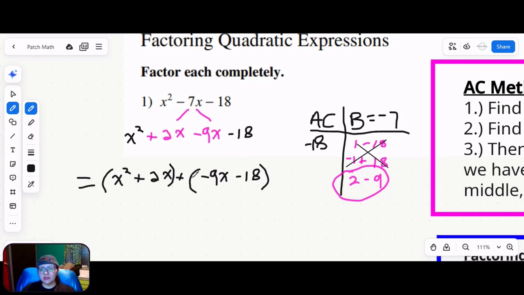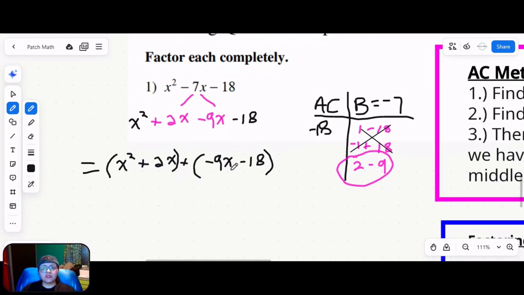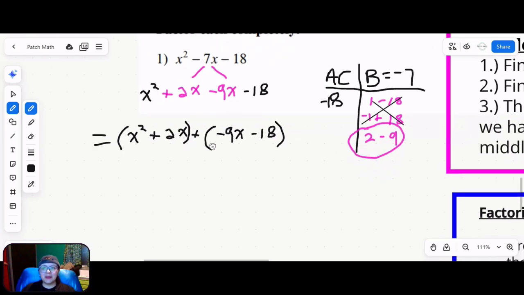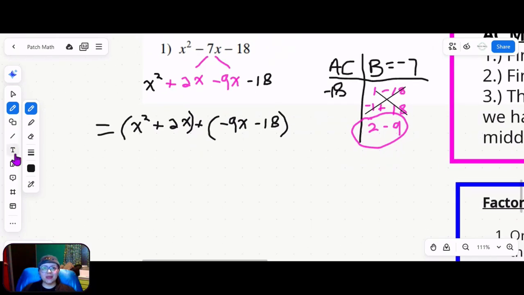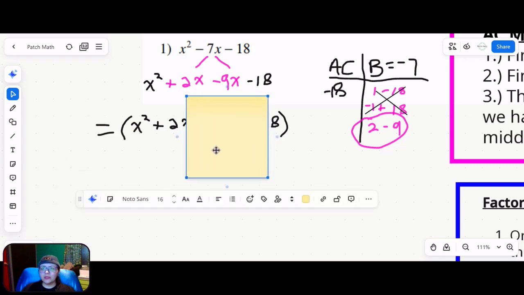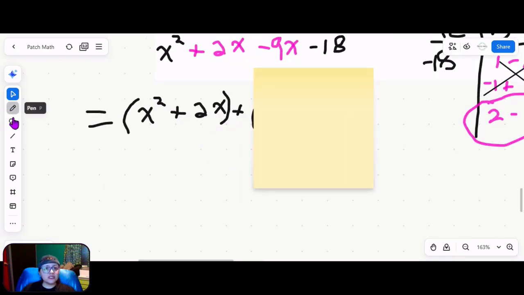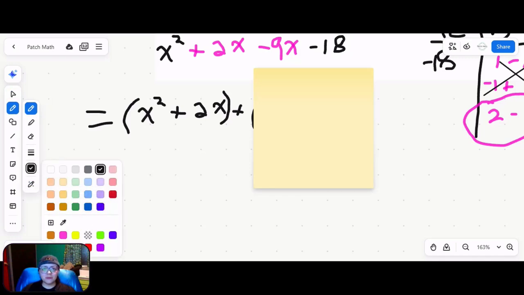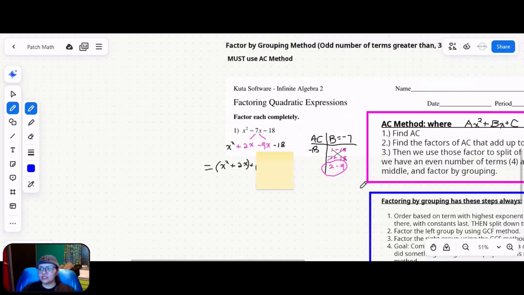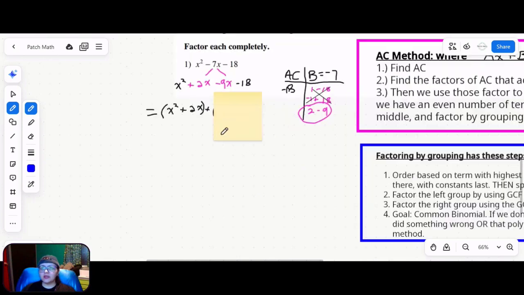Now that right-hand side, both those terms are negative. We want to make sure those signs will stay negative if we were to simplify this back out, which is why we put a plus here in front of that binomial. Now that we have the two groups, we can cover up the right-hand side, looking only at the left-hand side for a moment, and finding the GCF of the left-hand side.